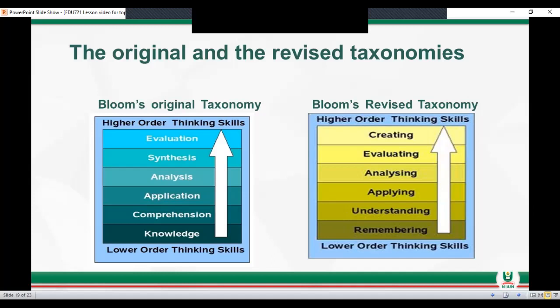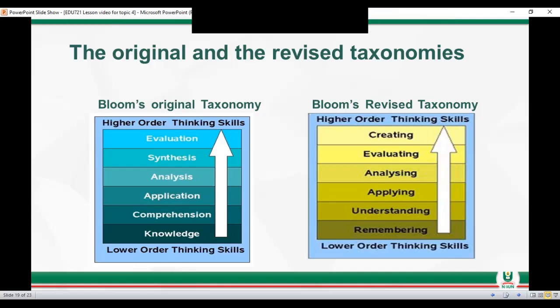I want you to juxtapose the two side by side: knowledge, remembering; comprehension, understanding; application, applying; analysis, analyzing; synthesis, evaluating; evaluation, creating. The only difference there, like I said, is the use of verbs instead of nouns for each of those categories.